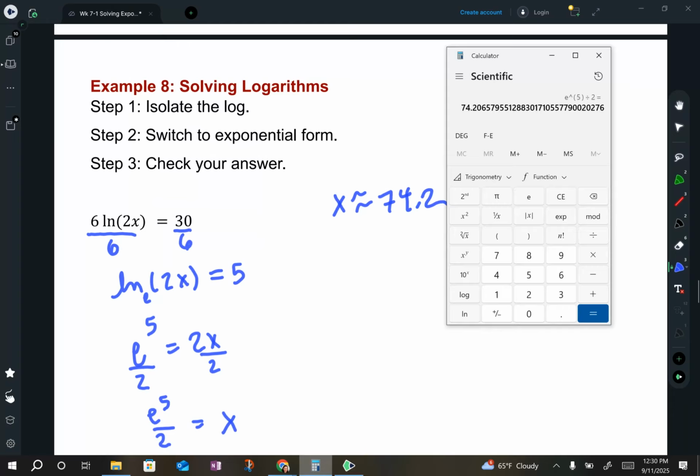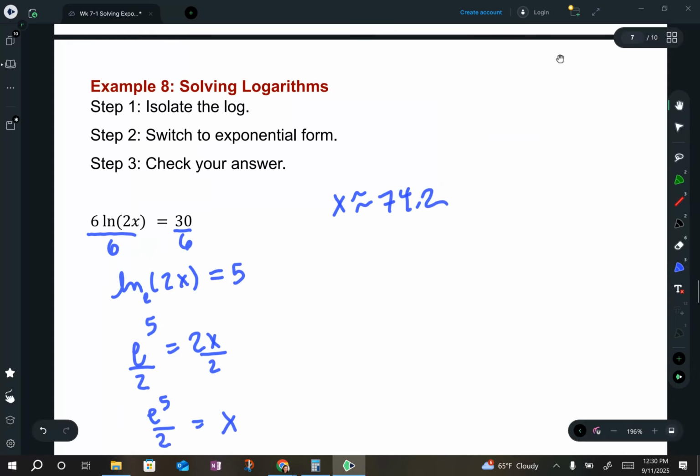So let's check that in our equation. Our equation said 6 times the natural log of 2x. So I'm going to take 74.2, times it by 2, take the natural log of that value, and multiply that by 6, and I got 29.999, which is very close to 30. I'm saying that that is a correct answer, just a little bit off from my rounding.